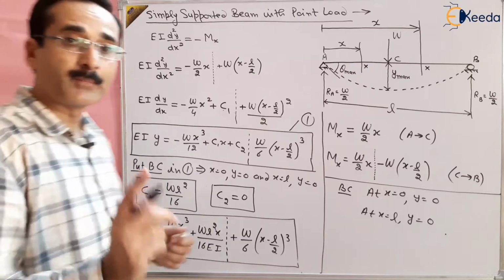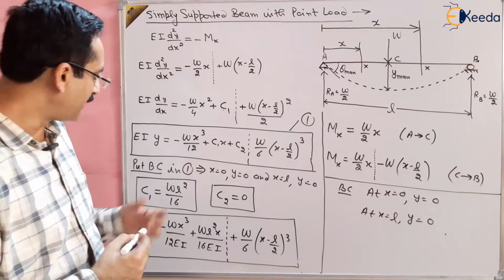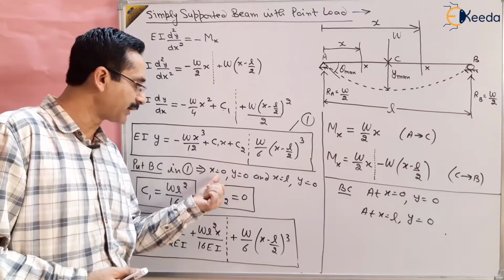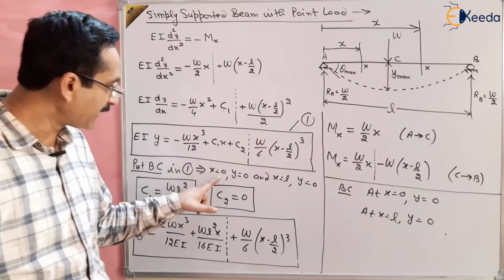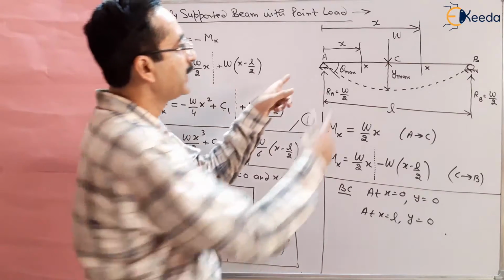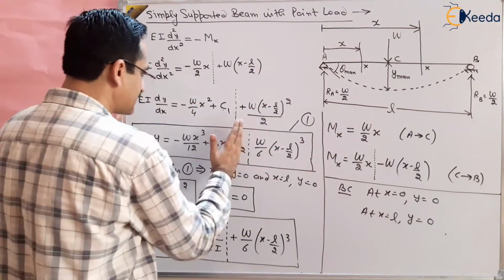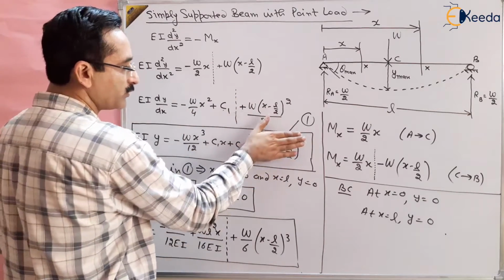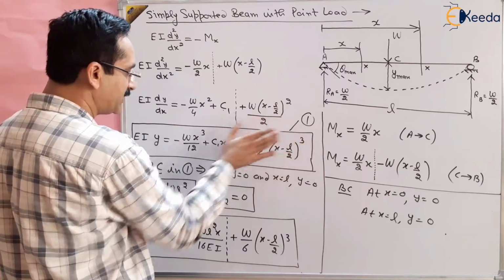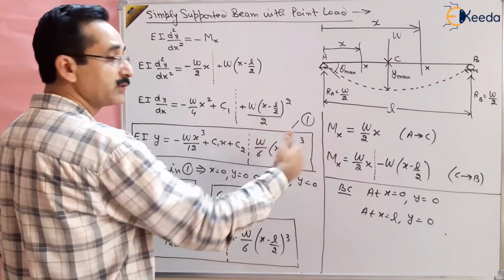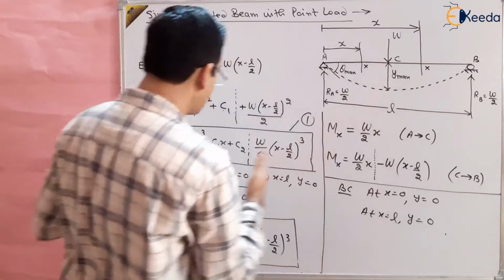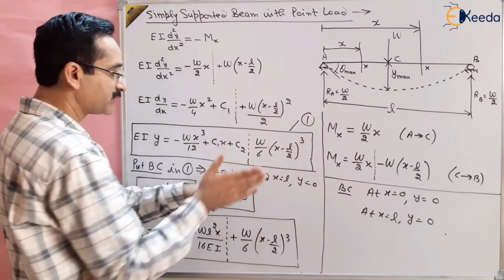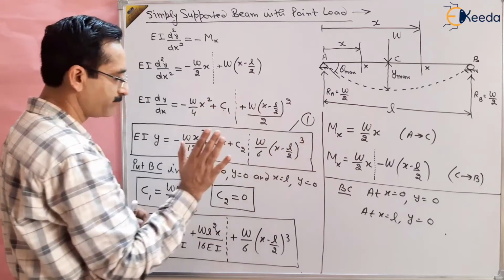Now one thing you have to remember: when you are finding C1 using this boundary condition, that x is equal to 0, y is equal to 0, this x is equal to 0 lies between A to C. So only this equation is required. No need to use the other equation when you are using x equal to 0. So while using x equal to 0, omit this equation because this is valid for C to B, and x is equal to 0 lies between A to C. So omit this equation when you are using the first boundary condition, x is equal to 0, y is equal to 0.